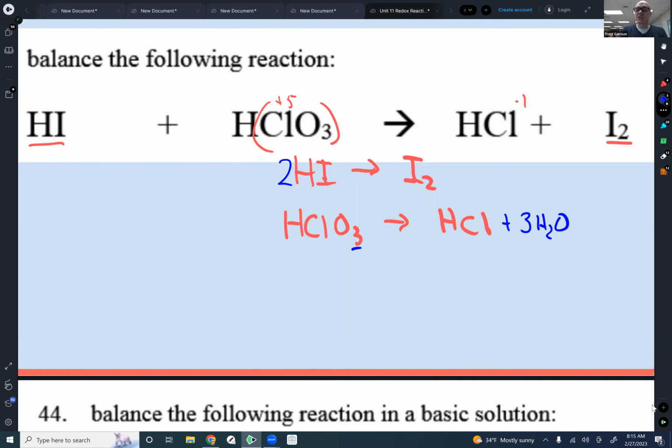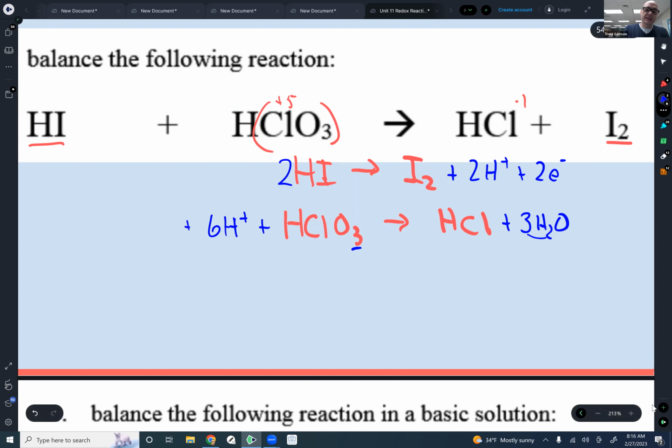Step 4 is to balance hydrogens. So I need to add 2 hydrogens, just like we did before, but they're hydrogen ions. Over on this side, I've got 6, so I have to balance 6 hydrogen ions. Step 5 is that we're now going to balance the charges. Well, that means I need to add 2 electrons here. Down here, I need to actually add 6 electrons.